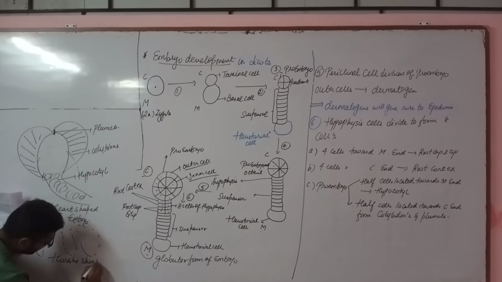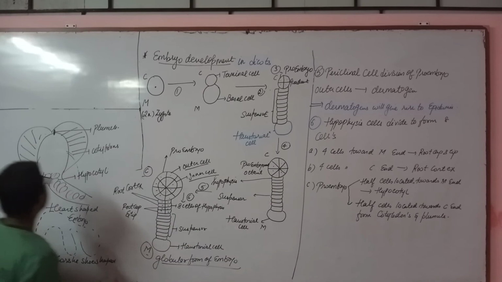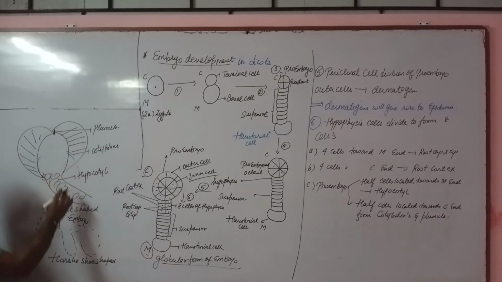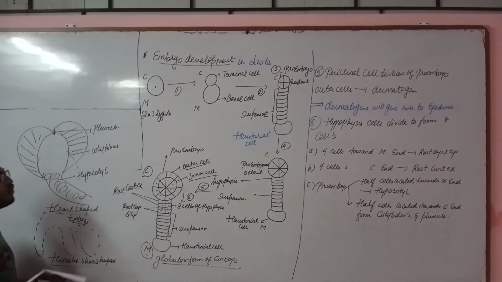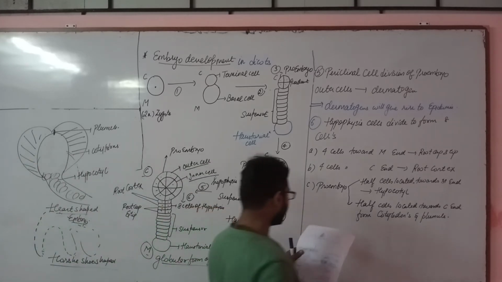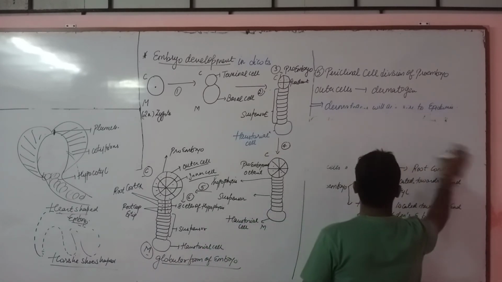So earlier it was the globular form of embryo. Then cotyledons develop as a heart-shaped embryo. Then when the embryo is pushed, it will develop the horseshoe shape. Right? Now one more thing regarding the structure of the embryonic axis we are going to discuss.